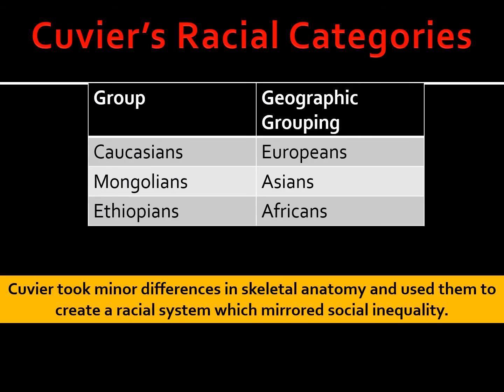So based on Cuvier's kind of odd studies on the minor differences in skeletal anatomy, he created this racial classification system that essentially mirrored social inequality that he saw in Europe at the time. He had, of course, Caucasians, which were Europeans, Mongolians, which were Asians, and Ethiopians, which were Africans.